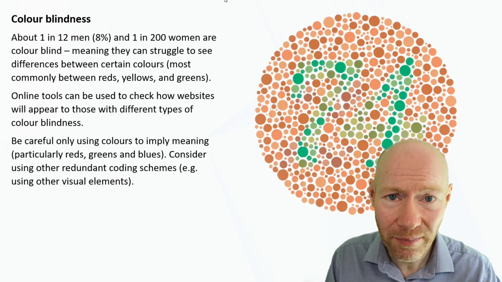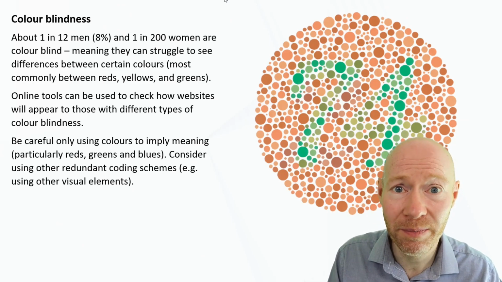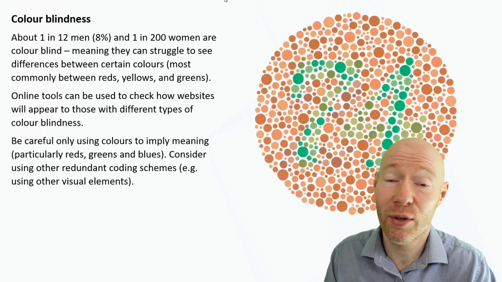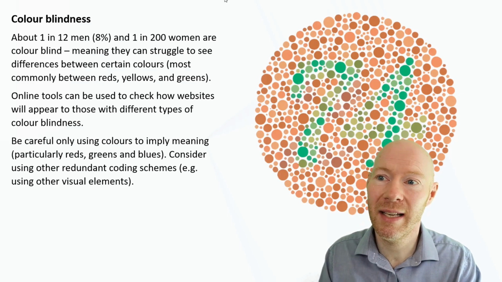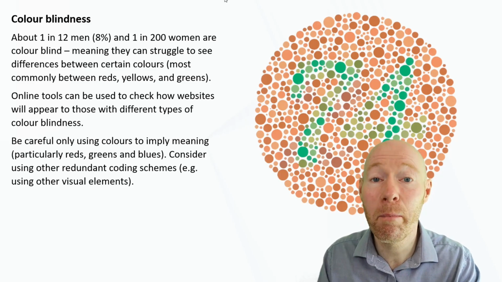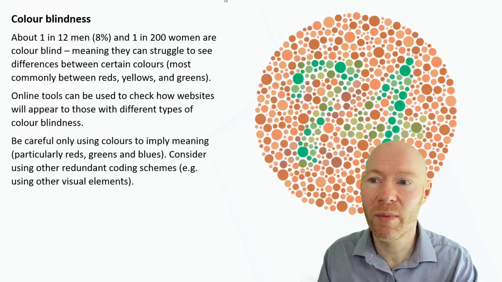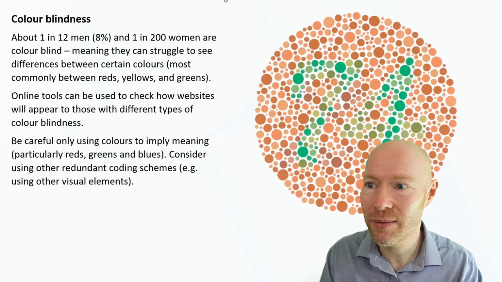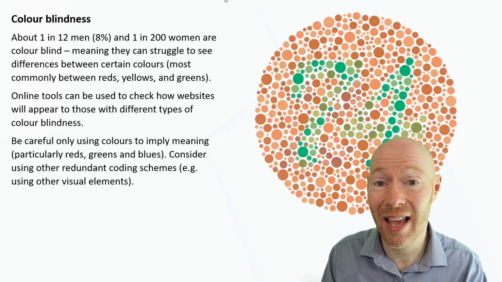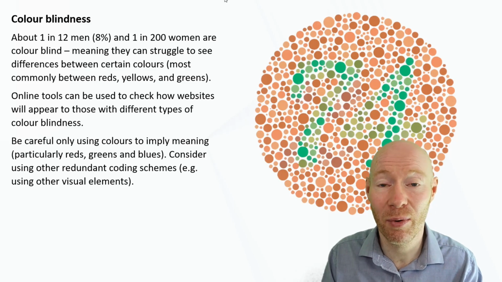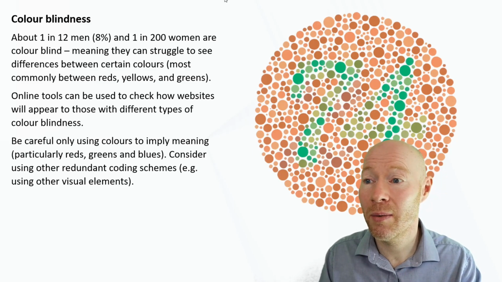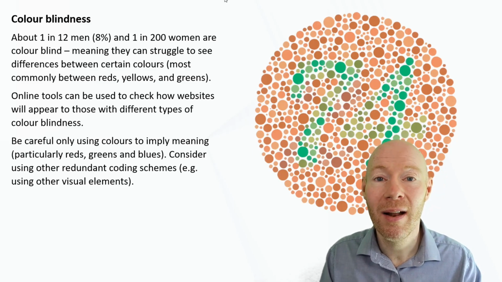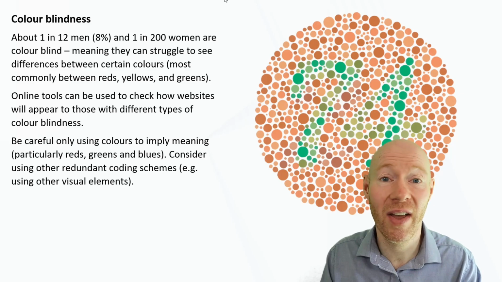Colorblindness is another aspect. This actually affects more men than it does women. About 1 in 12 men, 1 in 200 women, are colorblind. What that means is that they can struggle to perceive differences between certain pairs of colors, most commonly between reds, yellows, and greens. It is an important aspect given the percentage of the population that will potentially experience some aspect of color blindness. Thankfully, there are lots of good websites and tools available that will apply different types of filter to simulate the effect of color blindness.